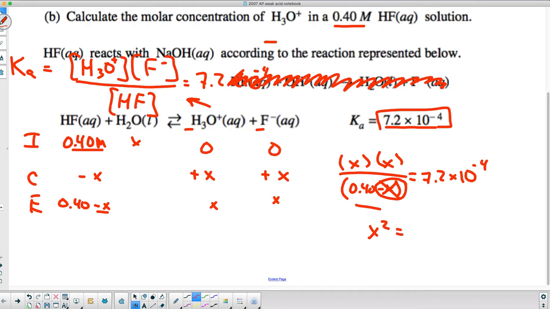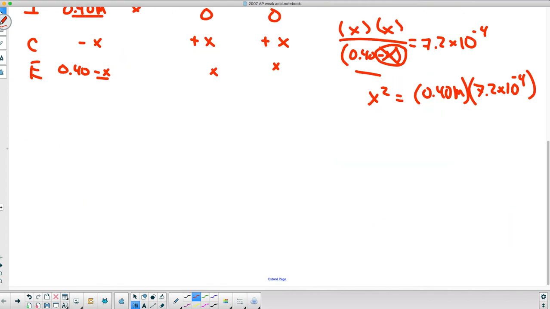And then I simply make that equal to, and I move just the 0.40 molar over here, and now just simply multiply these two together, like that. So the Ka times the initial concentration, which makes this much, much easier. Here's why. Because I take the square root of both of these, like that, and that equals my x.